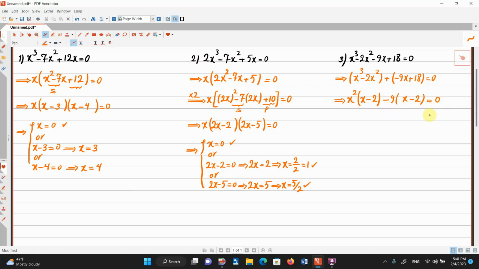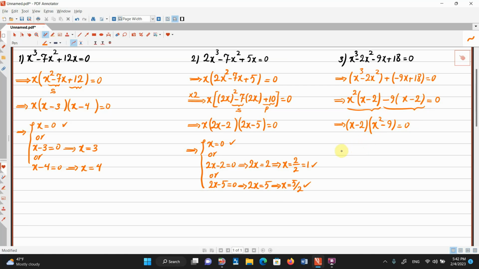Now, if you look precisely, you can see in this part and this part, the parentheses x minus 2 are in common. Then you can factor out that common part. If you take out x minus 2 from this term, just x squared remains. And from this term, if you take out this parentheses, just negative 9 remains, equals 0.